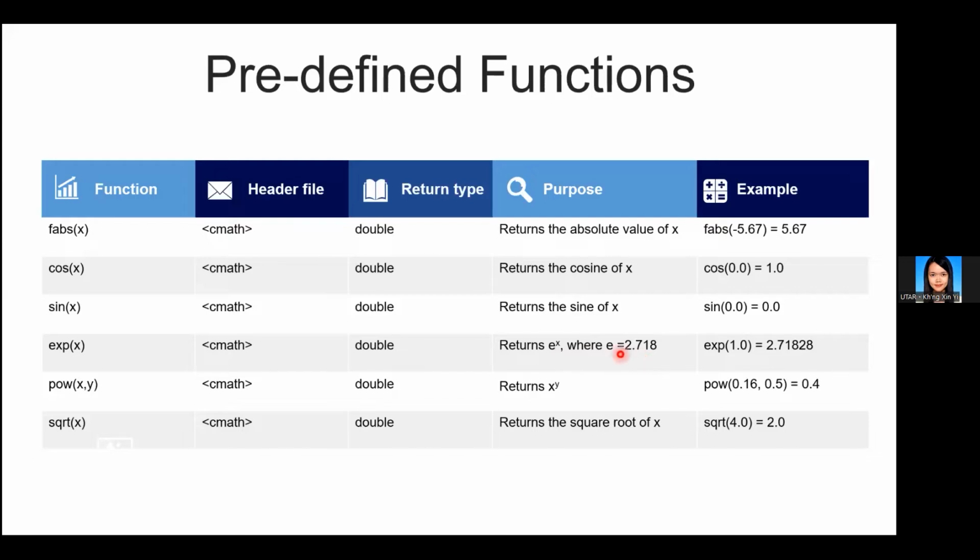So you just have to put in the argument here, the x here. It's going to return to you e to the power of x. So if, let's say, I have x equal to 1, then e power 1 is equal to 2.71828.